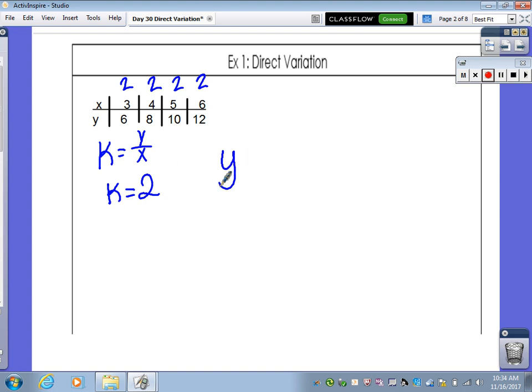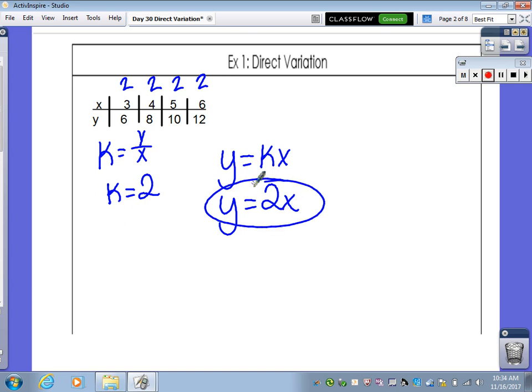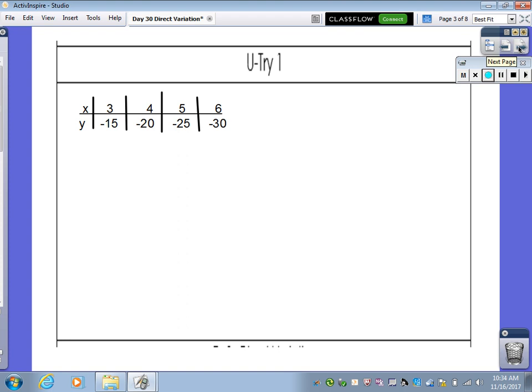So my equation is y equals kx. If k is 2, the equation of this line is y equals 2x. If at any point you divide your y by x and do not get 2, for example in this one, then it's not direct variation. The only exception to that is if they add the ordered pair 0, 0. Okay, that would still be direct variation, because that's your origin. Your first you-try is right here. You can go ahead and jot that down and pause the video if you need to. And then we're going to go to example 2.